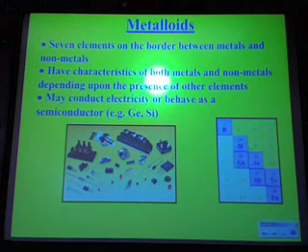Metalloids. 1, 2, 3, 4, 5, 6, 7. Some will argue that there's another one that belongs in metalloids, but these are the ones we're sticking with. 7 elements on the border between metals and nonmetals. The most common metalloid that we use a lot in electronics would be what? Silicon. Or silicon, not silicone. Silicone's something different. Silicon, as in Silicon Valley, is what they make all those little chips out of. All the ICs, all the computer chips.